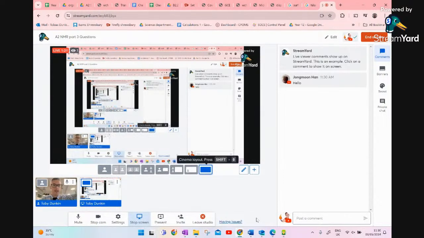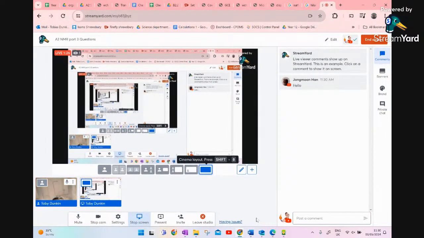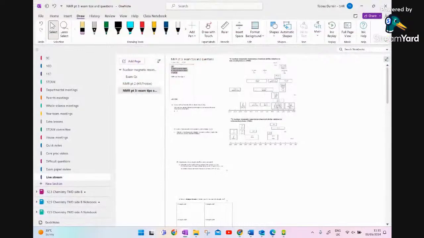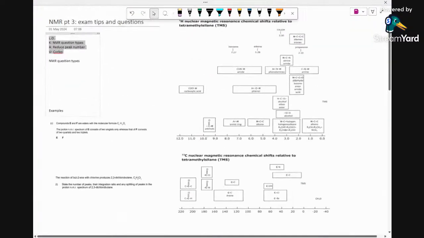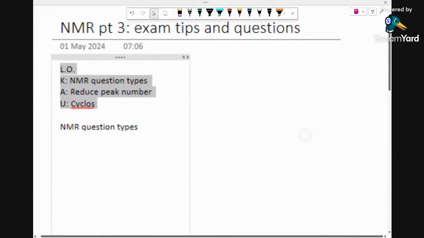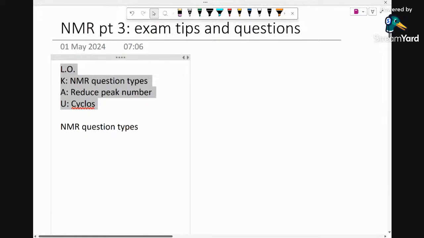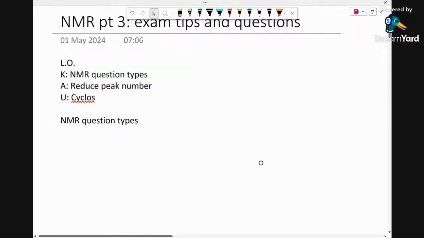Cool, I'll hide this. Okay, so we're focusing today on questions, everybody, on NMR. I know that this is the bit that everyone always asks me to go through, in terms of how to handle NMR questions. So today's lesson, NMR part 3, is exam tips and questions. I've got 3 learning objectives. It's really useful to know the types of NMR questions that you're going to see, and to have a basic understanding of how they're going to differ.